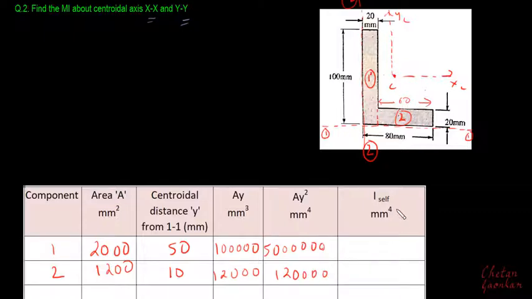I self, that is the moment of inertia of the first component about its centroidal axis, will be nothing but b d cube by 12. So here b is 20 multiplied by d is 100 cube by 12, and that will be equal to 1666667. And similarly for the second component, b will be 60 multiplied by d will be 20 cube by 12, and that will be equal to 40,000.